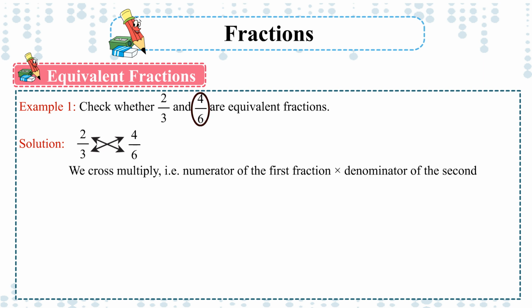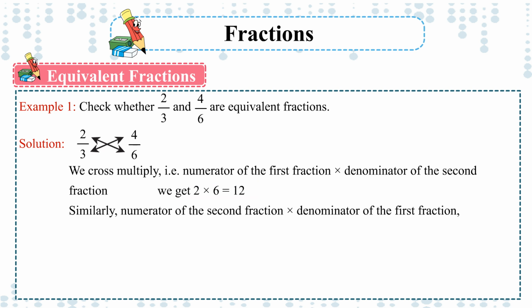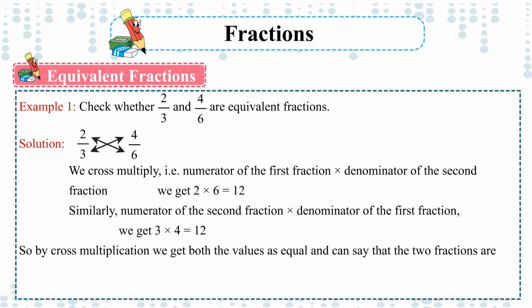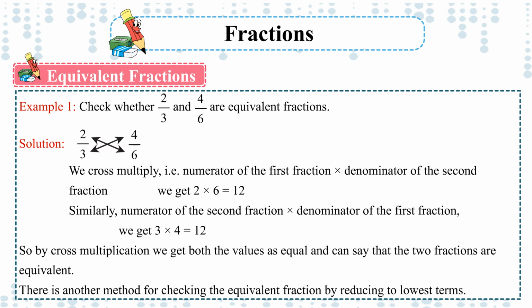We cross multiply, that is, numerator of the first fraction times denominator of the second fraction, we get 2 multiply 6 is equal to 12. Similarly, numerator of the second fraction times denominator of the first fraction, we get 3 multiply 4 is equal to 12. So by cross multiplication we get both the values as equal and can say that the two fractions are equivalent. There is another method for checking the equivalent fraction by reducing to lowest terms.